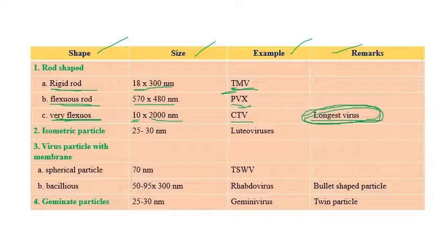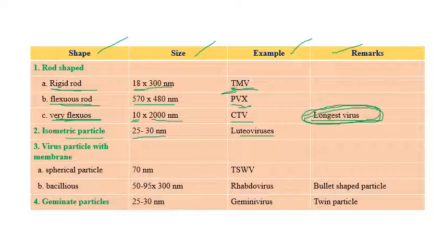Then the second one is the isometric particle. Size ranges from 25 to 30 nanometers in diameter. The best example is luteoviruses. All luteoviruses are isometric particles, with size ranging from 25 to 30 nanometers in diameter.